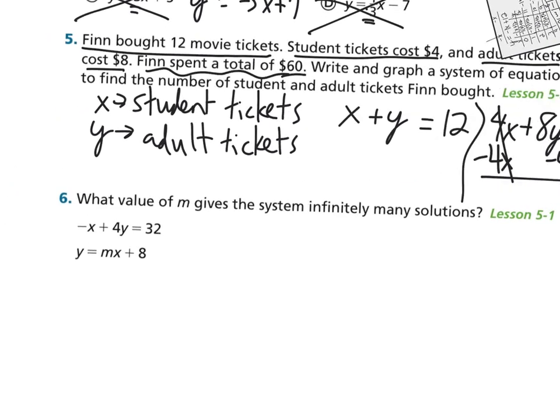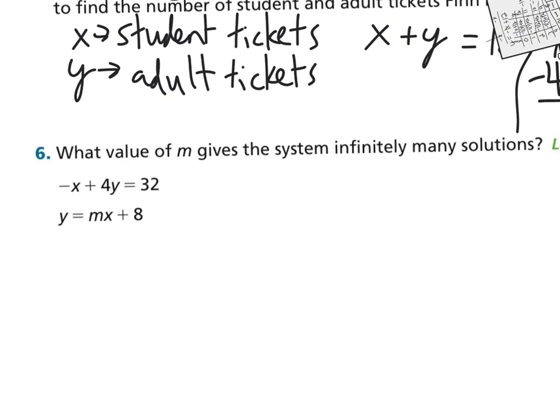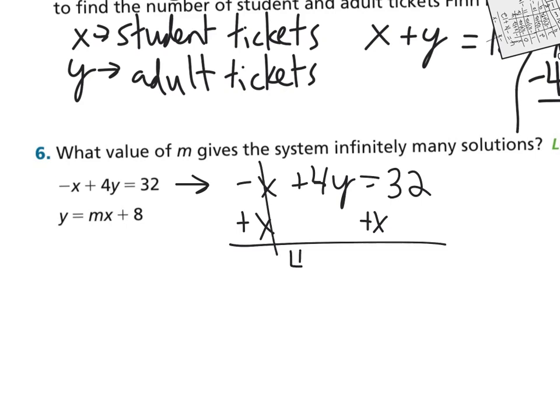Number 6, what value of m gives the system infinitely many solutions? If we take our first equation, let's try to get that solved for y, get it in slope-intercept form. So if you add x on both sides, there's no sign in front of the 32, so that's positive. You can put a 1 in front of the x, and then to solve for y, we would need to divide everything by 4.